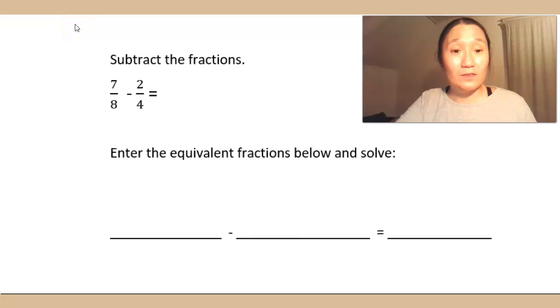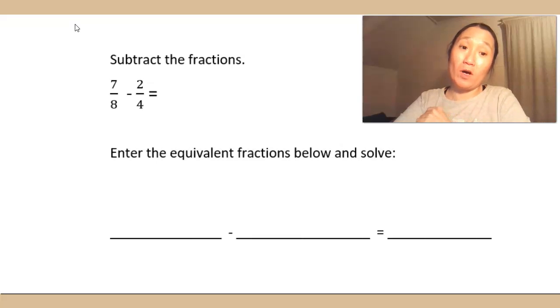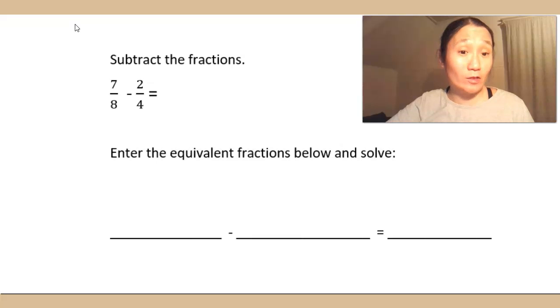Hi, this is Mrs. Nelson, and we are going to be subtracting fractions with uncommon denominators. Now, this is not any more difficult than it was for the addition. You have to create common denominators, cross multiply across, then subtract the tops. So let's go ahead and get this going.